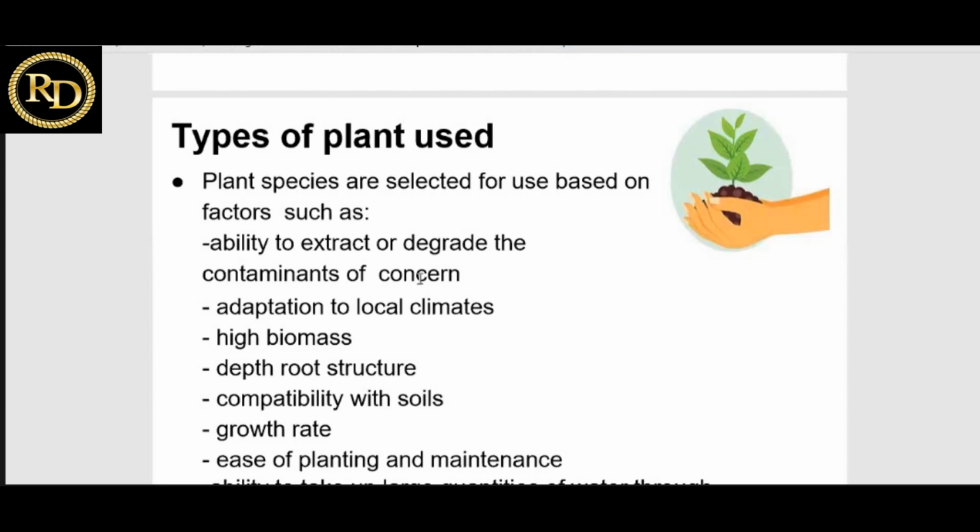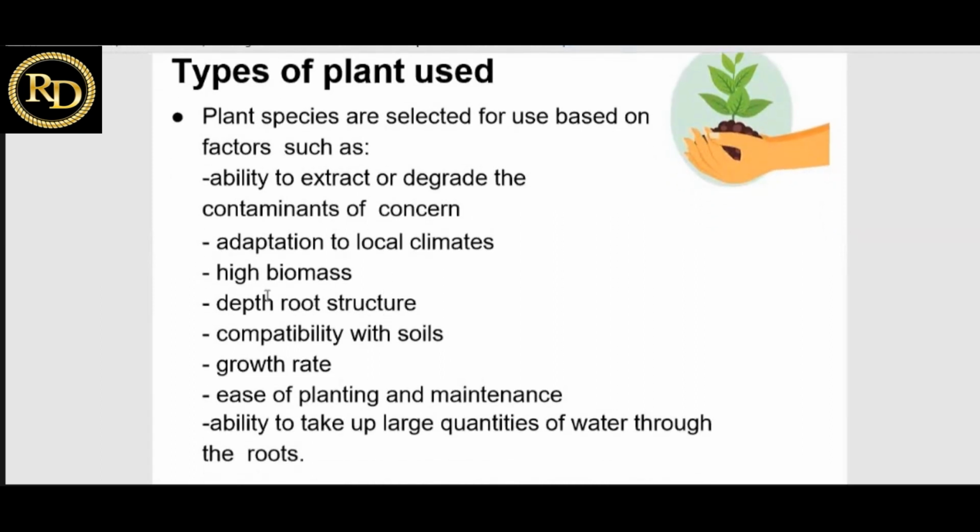Okay. Second thing, adaptation to the local climates. Suppose that metals is one of the targets for you. But besides this, you should go for their adaptation in terms of the temperature, in terms of their local micro and macro environmental conditions. If they are adapted, then you should go for the selection of that plant for the particular metals. Otherwise, it is not suitable.